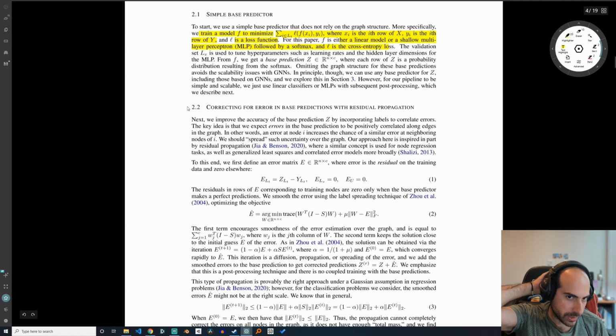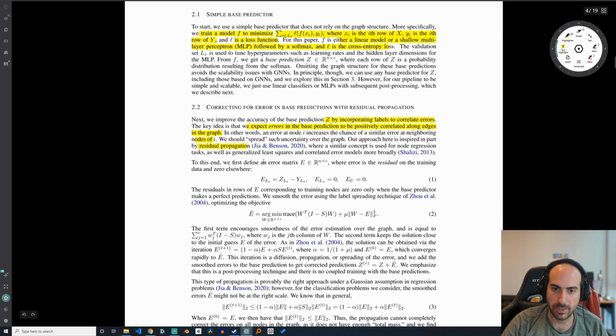So the next step, they're saying, well, we're going to correct for error in the base predictions with residual propagation. So we improve the accuracy of the base prediction by incorporating labels to correlate errors. The key idea is that we expect errors in the base prediction to be positively correlated along edges in the graph. In other words, an error at node i increases the chance of a similar error occurring at neighbors of i. Okay, so we should spread such uncertainty over the graph. Our approach here is inspired in part by residual propagation, where a similar concept is used for node regression tasks.